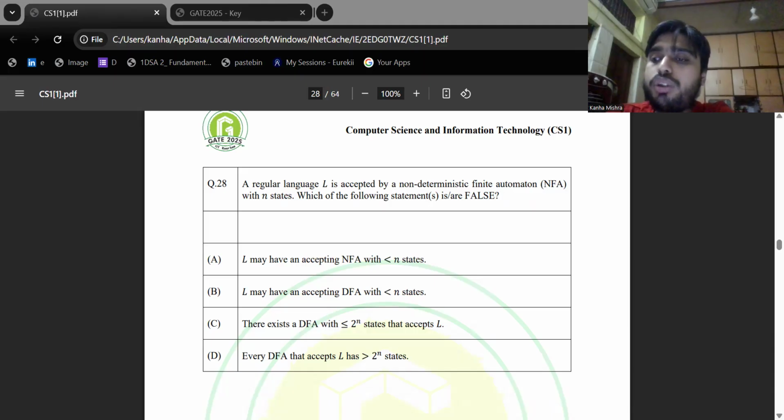What does the question ask? The question asks which of the following statements is false. So option A, option B, and option C are true. Option D is false.